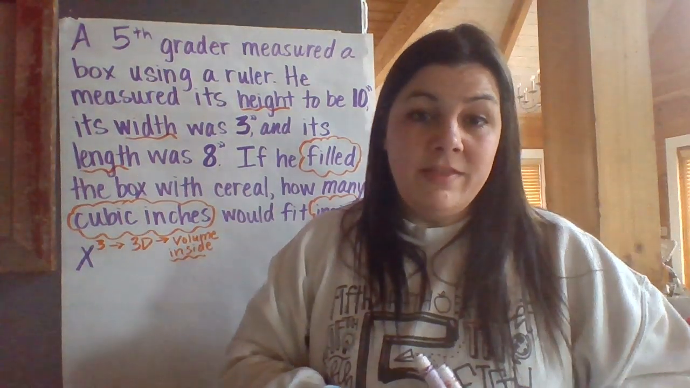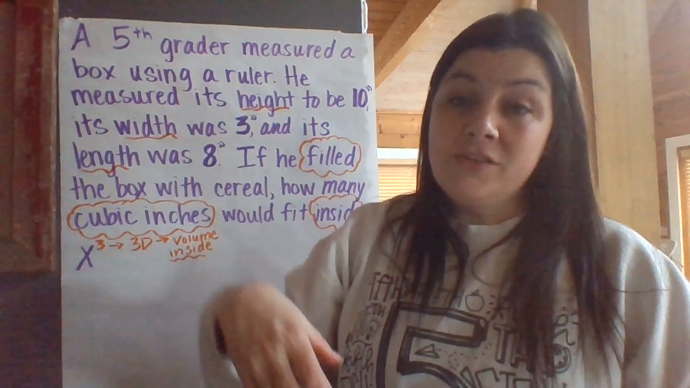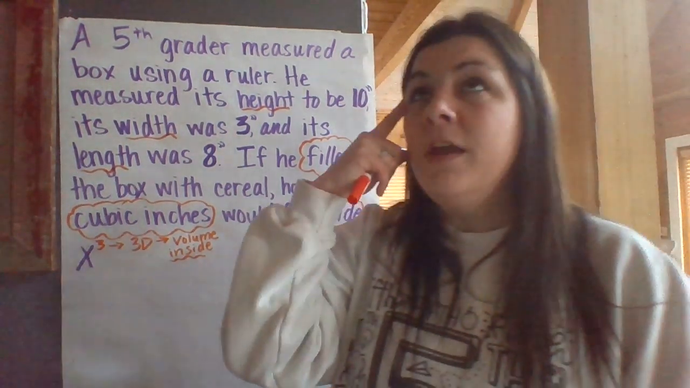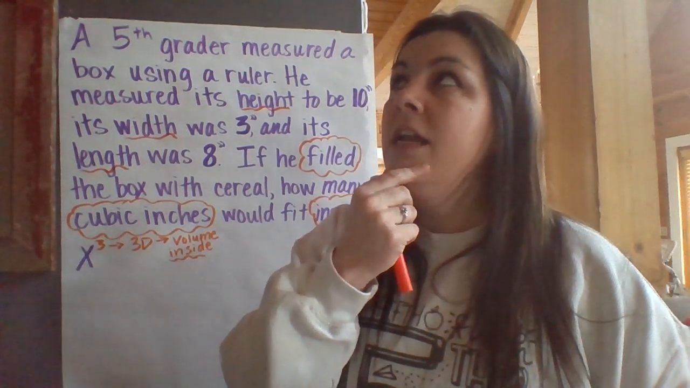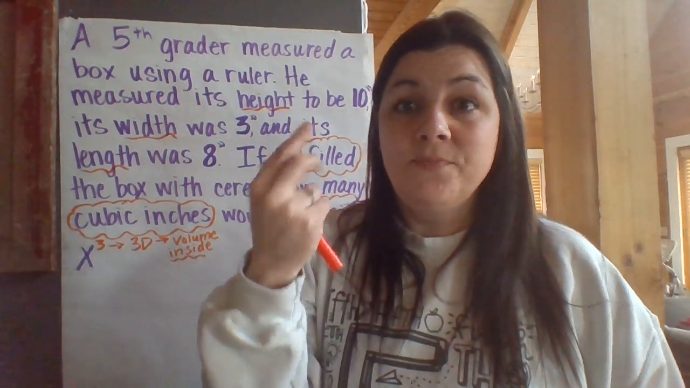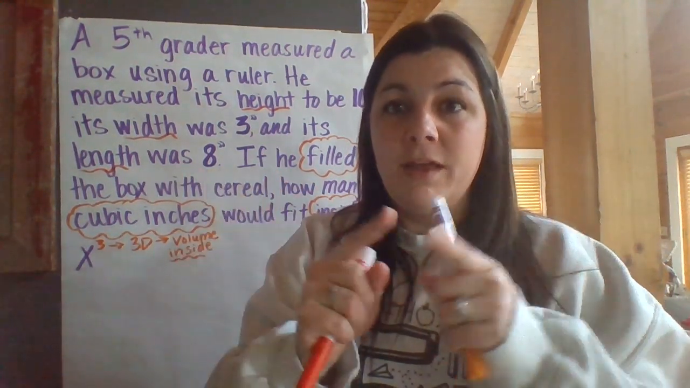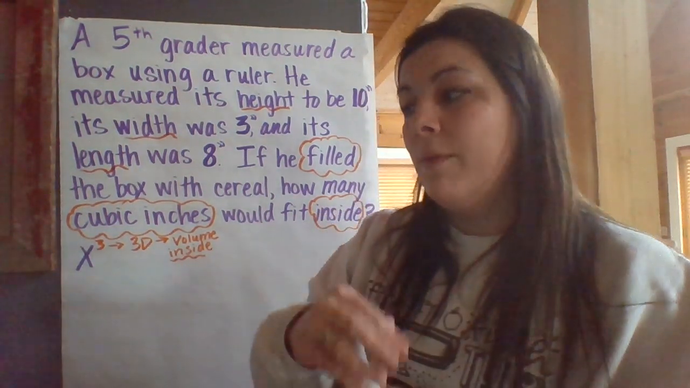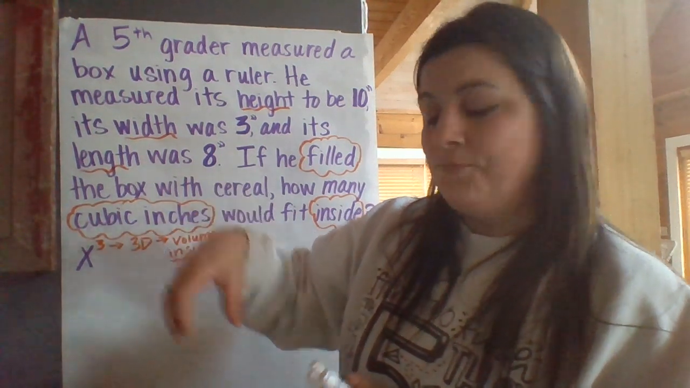All right, so in this problem, we're trying to figure out how much cereal can go inside the box. So this is a volume problem. So let's see what we need. If I think back to my lessons this week on volume, I know that I need height, width, length. I also learned that I can multiply those three numbers together to get my volume. Volume, remember, is the amount of space inside an object, the cubic amount.